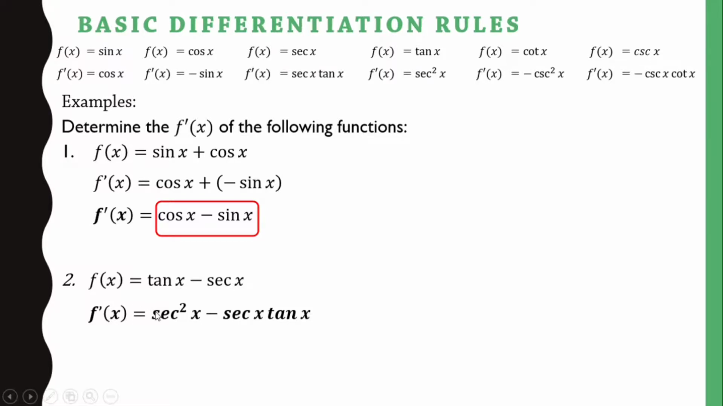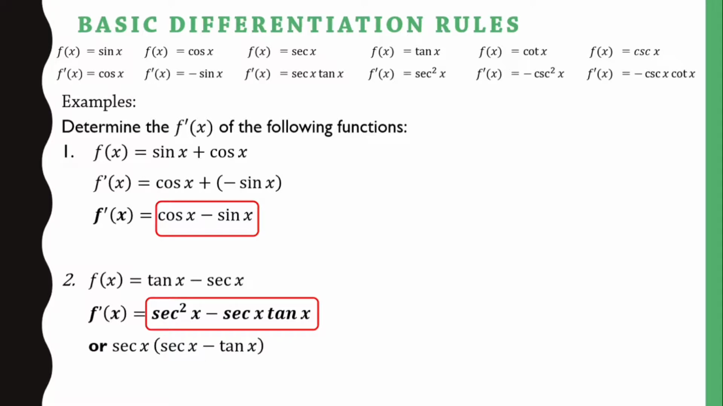Take note, secant squared x minus secant x tangent x is already the derivative. Or we could express it as secant x times the quantity secant x minus tangent x, by taking out secant x as the common factor. Next, we will get the derivative of f of x equals 2 cotangent x.